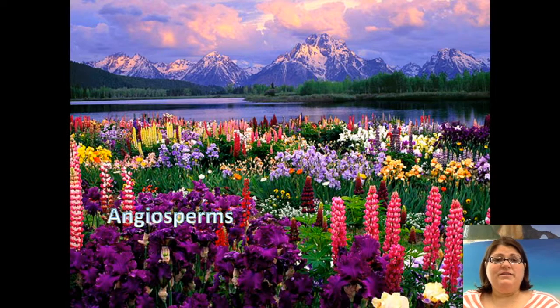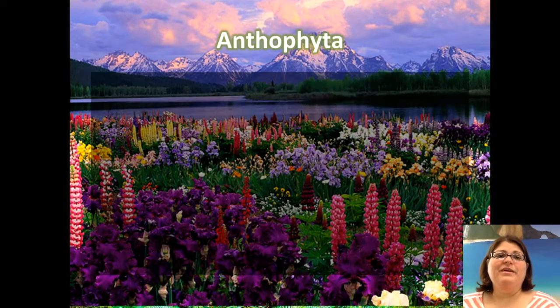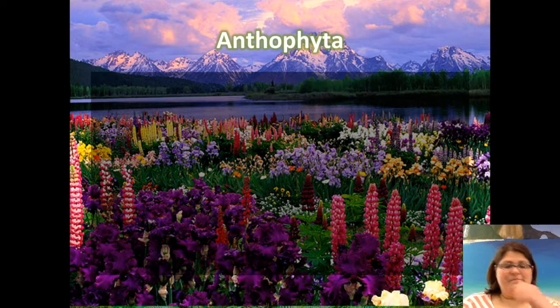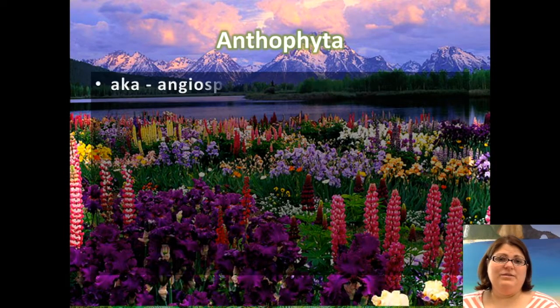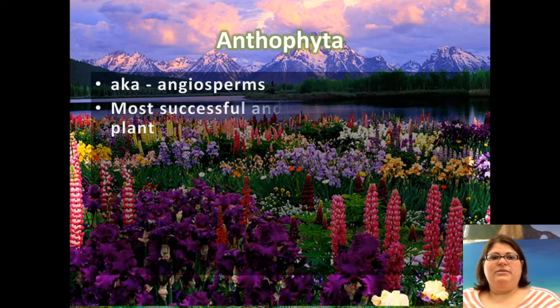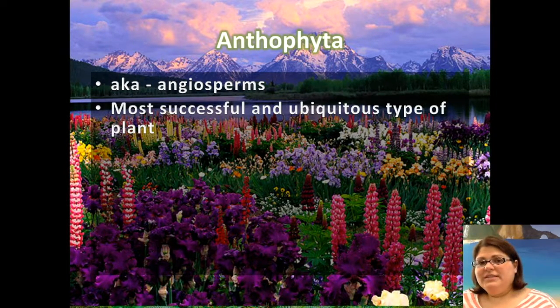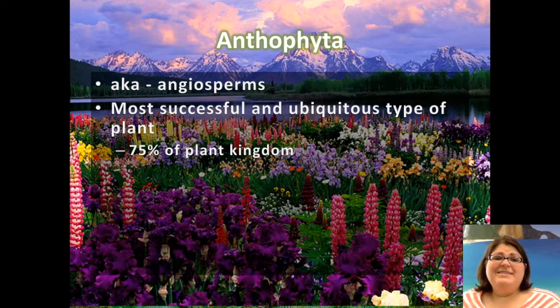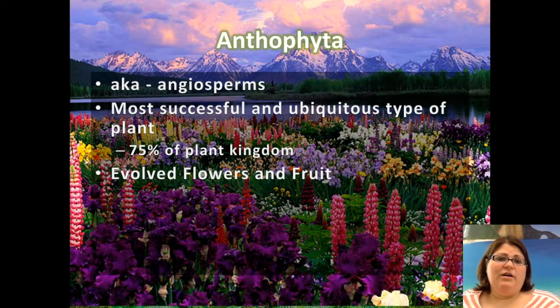The other type of seed plant is called an angiosperm. As I mentioned, my memory trick is Angie loves flowers. Lots of girls do. Boys too, but lots of girls. So angiosperms, more recently used name is Anthophyta, although angiosperms remains very, very commonly used. It's the most successful because, of course, it has the most adaptations. It's also very ubiquitous, meaning you find it just about everywhere. 75% of the plants in the plant kingdom are angiosperms or Anthophyta.